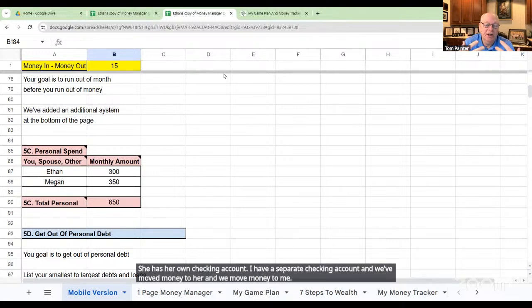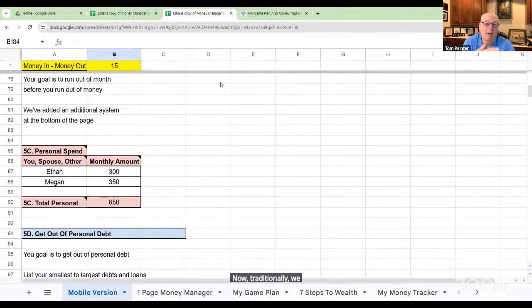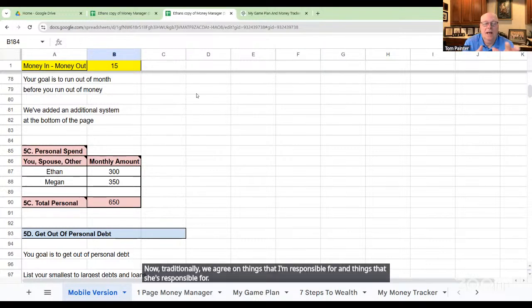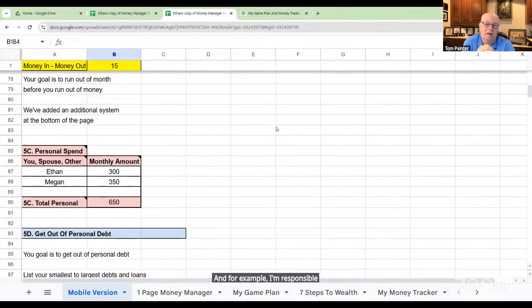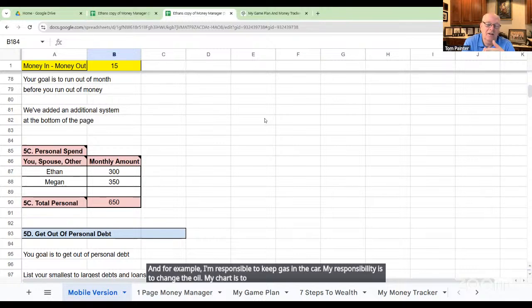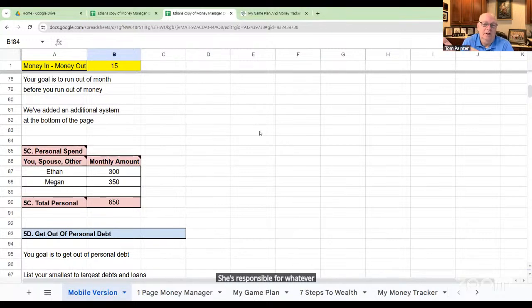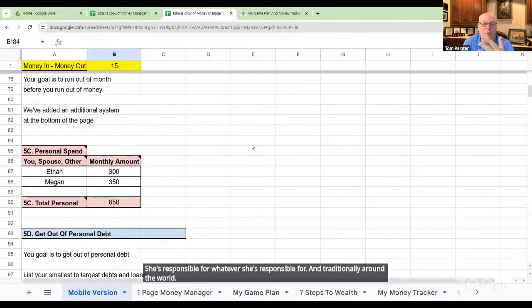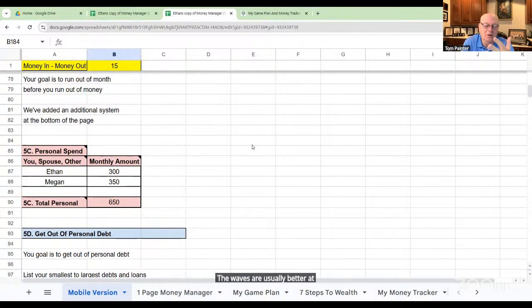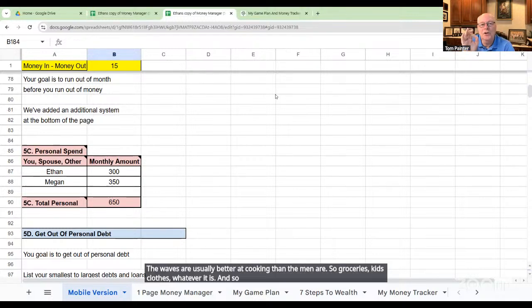Traditionally, we agree on things that I'm responsible for and things that she's responsible for. For example, I'm responsible to keep gas in the car. My responsibility is to change the oil. My chore is to change the tires or whatever it is. Those are my responsibilities. She's responsible for whatever she's responsible for. And traditionally around the world, the wives are usually better at cooking than the men are. So groceries, kids' clothes, whatever it is, we would split that up, and she had her own checking account.